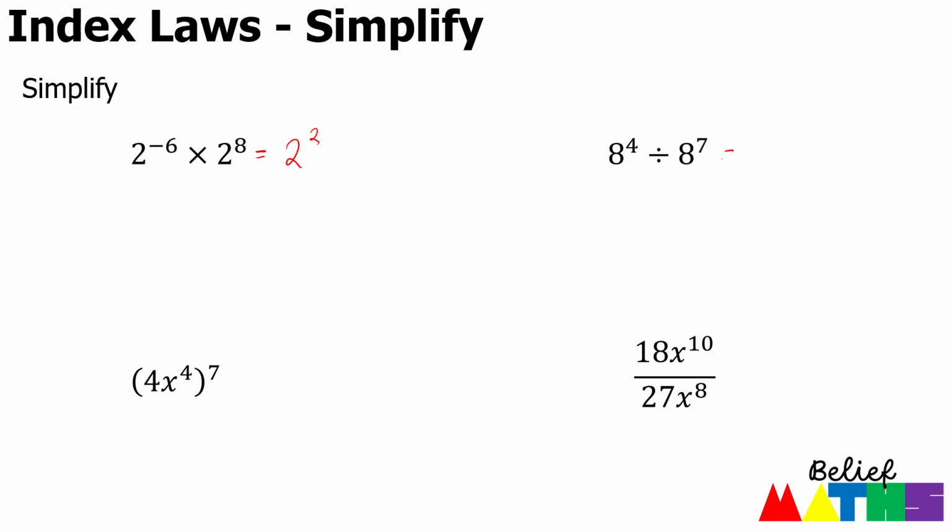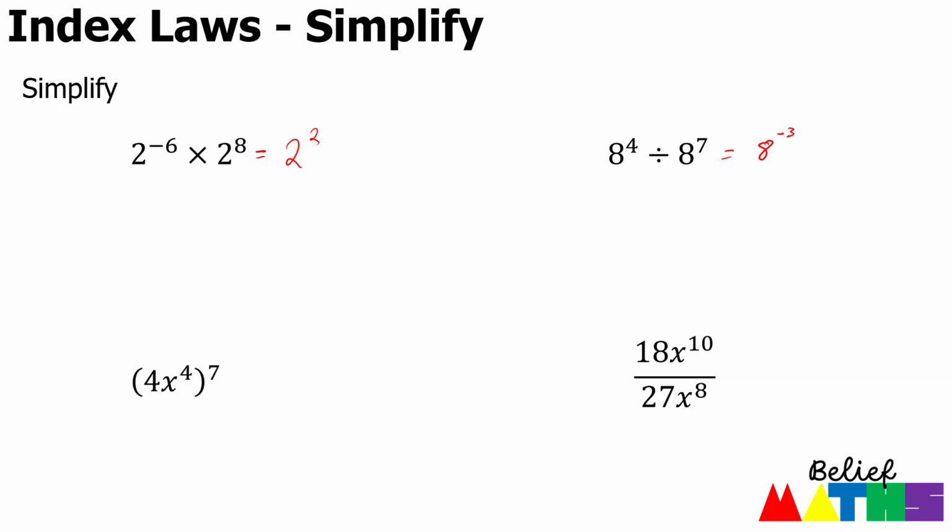Same idea here. We're not doing 8 divided by 8. We keep 8 as the base and we just subtract the powers. 4 take away 7 is negative 3. If you want, you can write that as 1 over 8 cubed, but I would recommend this as your answer. If they ask you to evaluate it, then you can put it in your calculator to work it all out for you, but because they're asking you to simplify, that's what you have to do.